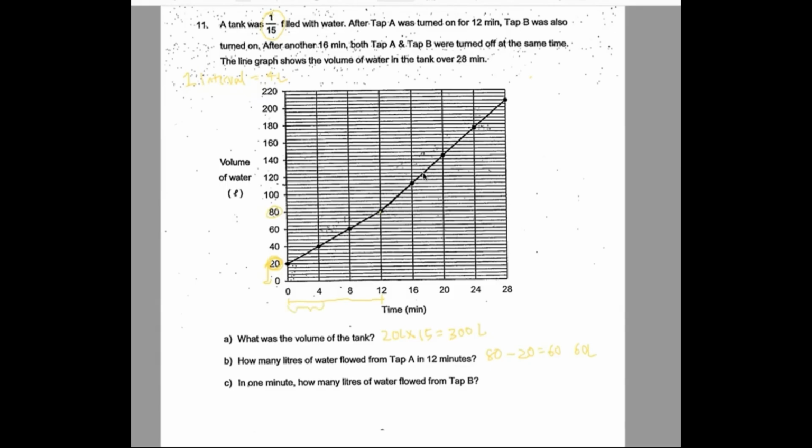the amount of water flowed from tap A is 40 minus 20, which is 20 liters. So per minute, the water flowing from tap A, so I call it rate of A, will be 20 liters divided by 4 minutes. And then you get 5 liters per minute.